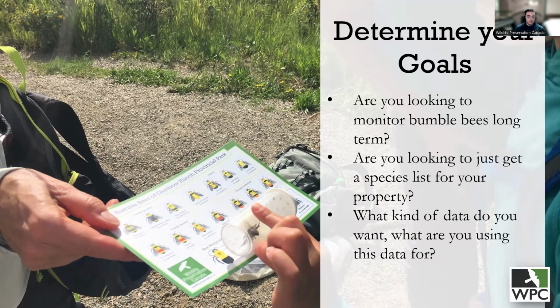So before we get into anything in terms of initiation, we want to determine your goals. Are you looking to monitor bumblebees long term, or are you just looking to get a species list for your property? Are you interested in recruiting volunteers more broadly? Are you a park? Are you looking to gain inferences on different aspects of your property?